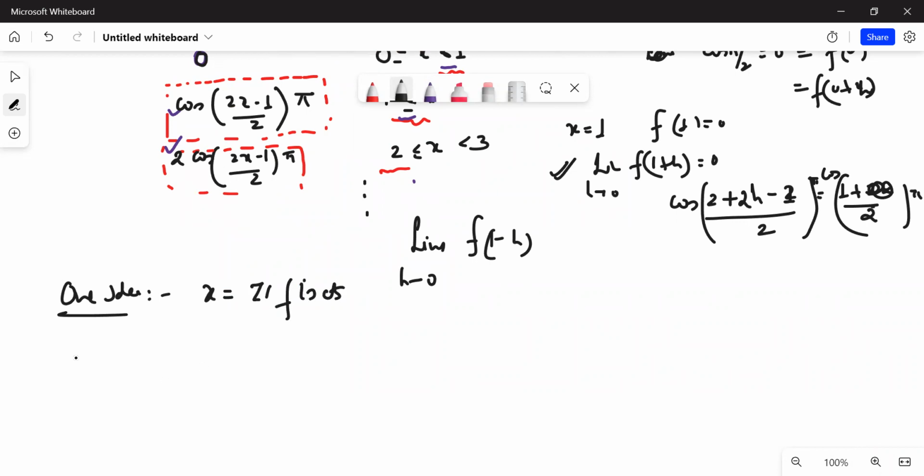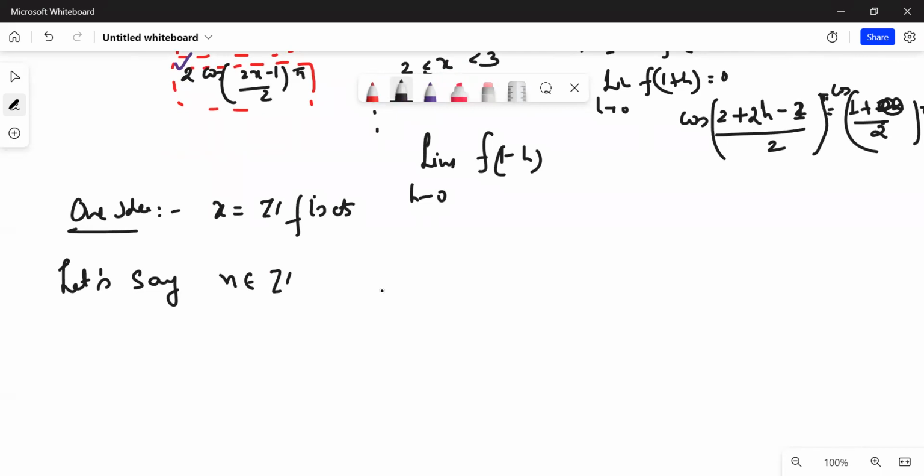Let us see. So I'll take a general case. Let's say n belongs to z. कोई n belongs to z लिया है, ठीक है। I've taken an integer which is n belongs to z, right? Now if I take what will be value of fn, so value of fn simply would be greatest integer of n is n only, cos of 2n minus 1 divided by 2 into pi, right?